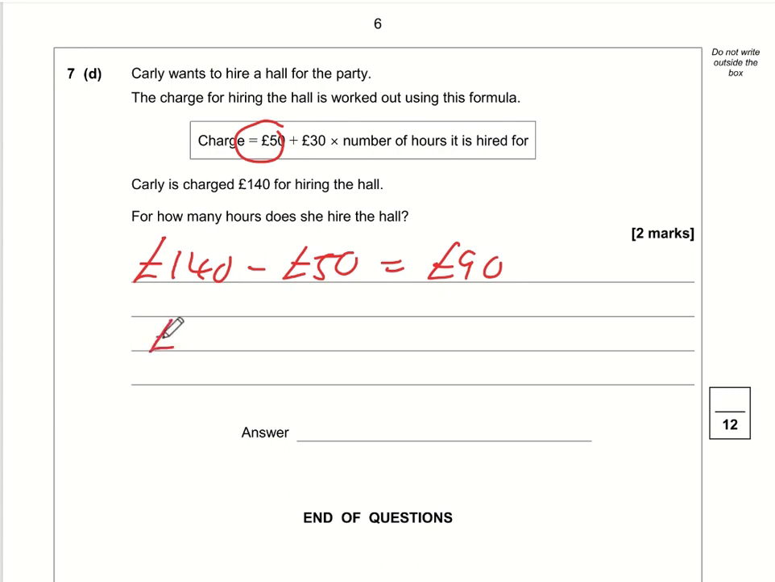So now we just need to work out, well, how many 30s are in 90, and £90 divided by £30, that is 3. So the answer is 3 hours, and we can work this backwards. 30 times 3, 90, 90 plus 50, 140. So we know we've got it right. And that is the end of this paper.